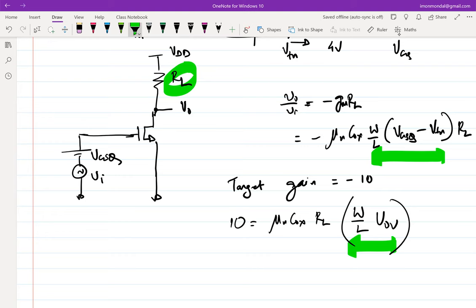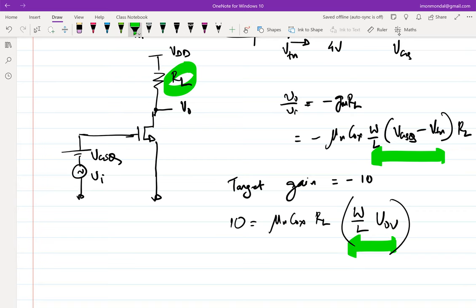So how many possibilities do you have? We can change width, we can change depth, or we can change overdrive. But we cannot change overdrive in all this. Right. But let's assume W by L is fixed, let's assume you have fixed the length. So you have two design handles. One is W, or let's call it W by L as a fixed thing, and another is overdrive.